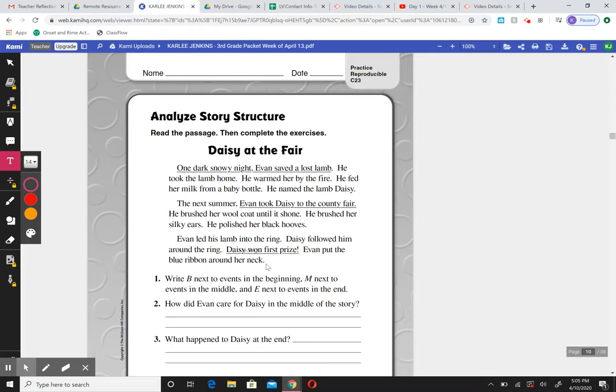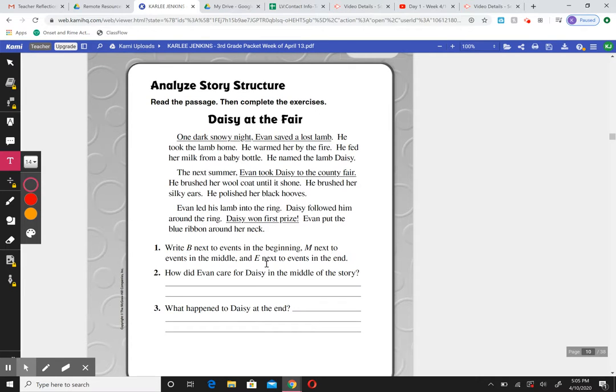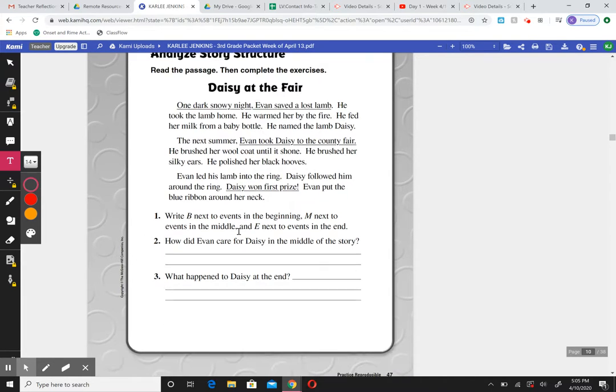So our first story is called Daisy at the Fair. Notice that it has things underlined that might help you with these questions. So, number 1, write B next to events in the beginning, M next to events in the middle, and E next to events in the end. So I'm going to help you just with this one.